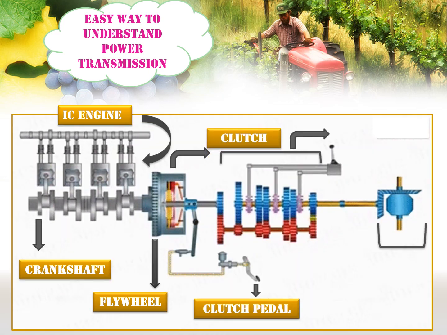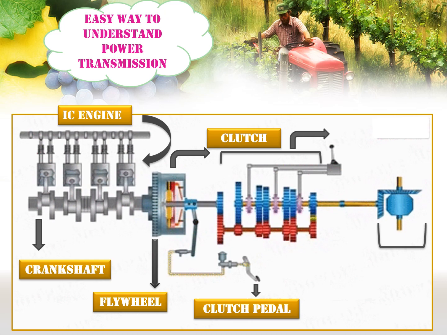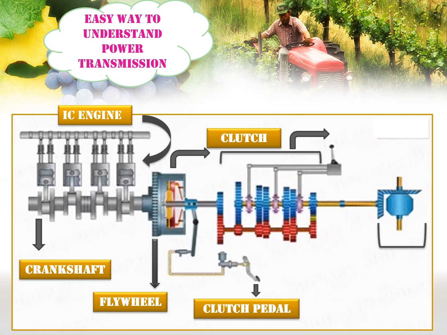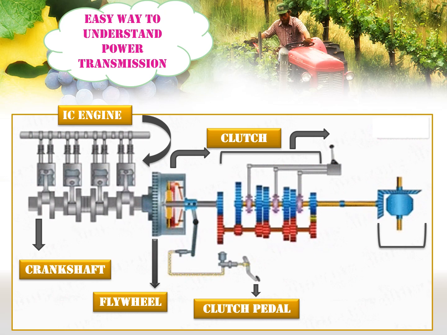Two types of function take place in the clutch component. One is when the clutch pedal is released, the clutch component connects the engine to the gearbox, so the energy stored in the flywheel can easily be transmitted to the gearbox. The other function is when the clutch pedal is pressed, the clutch component disconnects the engine from the gearbox, so the energy stored in the flywheel can't be transmitted to the gearbox.